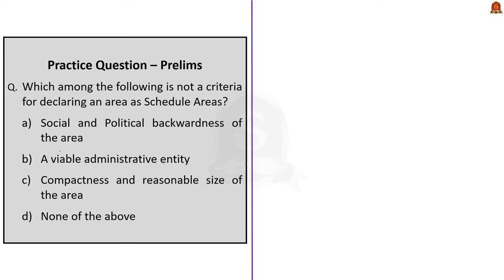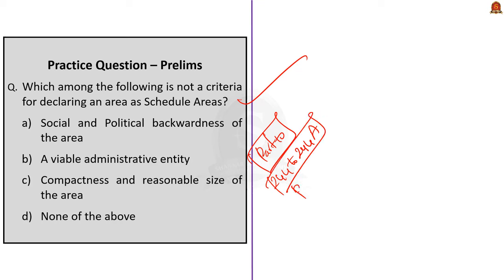To answer this question, you should know about the fifth schedule of the Indian Constitution. See, part 10 of the Indian Constitution entails the provisions related to scheduled and tribal areas with articles 244 to 244A. Here the president is empowered to declare an area as scheduled area under the 5th schedule.